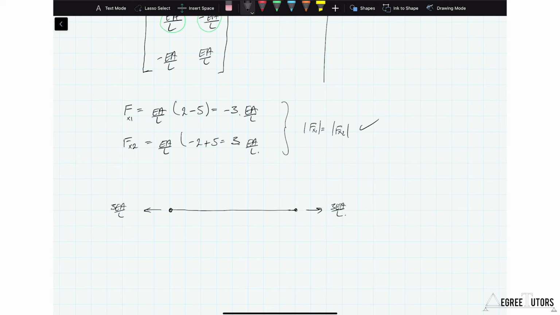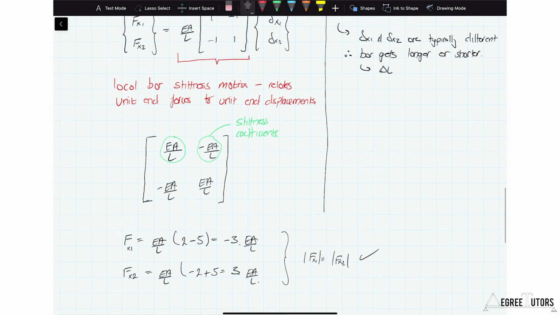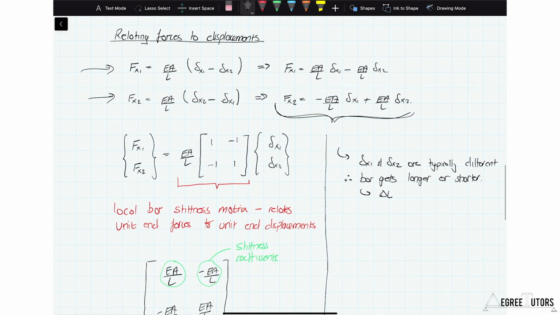We know that that bar is getting longer, and it makes sense to us, therefore, that the forces applied at each end of the bar are tension forces pulling that bar and increasing its length. Okay, so that's all just coming from this force displacement relationship.